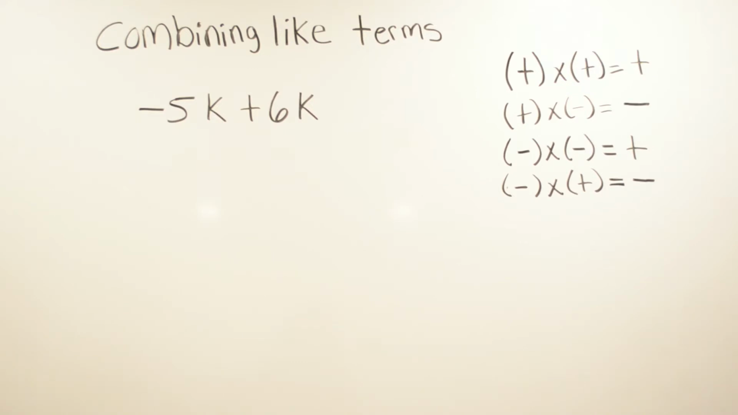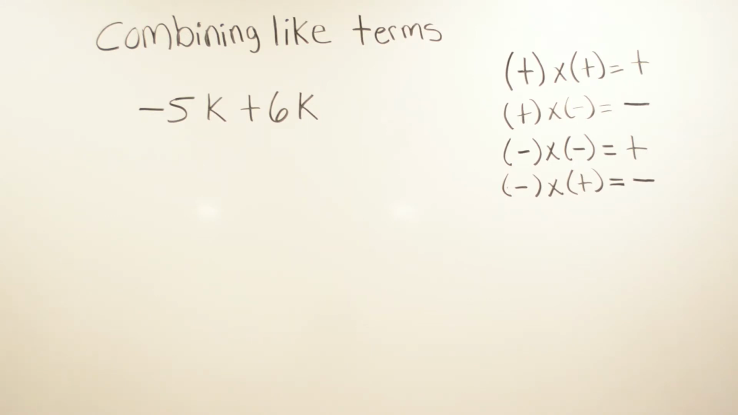So when you have a positive times a positive, your answer is going to be a positive. When you have a positive times a negative, your answer should be a negative. If you have a negative times a negative, it should be equal to a positive. When you have a negative times a positive, your answer should be a negative. And like I said before, you can use this when you're multiplying and dividing.